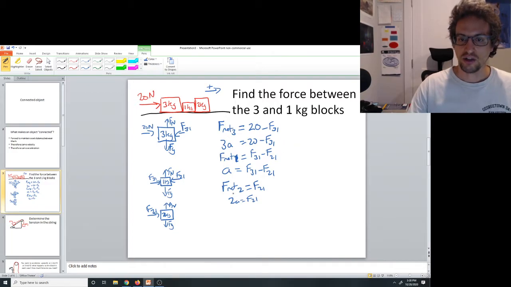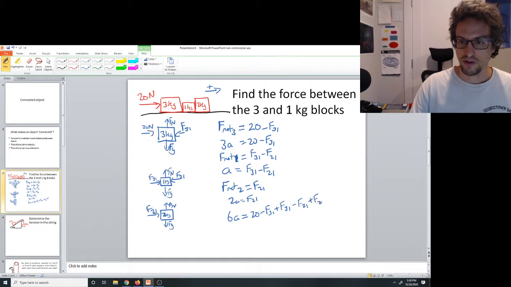So I get 3a plus a plus 2a, 6a, is equal to 20 minus F31 plus F31 minus F21 plus F21. And I get that 6a is equal to 20, which means that acceleration is 3.33. Once I have that value, I can then go and find what each of these individual forces are. So I want to find the force between the 3 and the 1 kilogram block, right? I can do that by solving this equation right here. So 3a, this is not 6.67, sorry, 3.33.